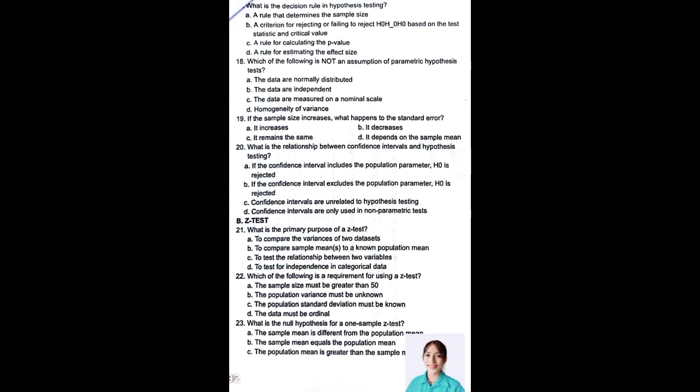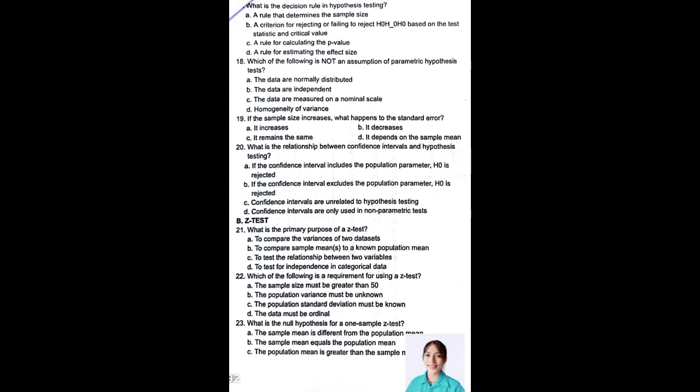So that's in option B. So test B, which is the z-test. So number 21, what is the primary purpose of a z-test? So the primary purpose of a z-test is to compare sample means to a known population mean. So that's in option B.